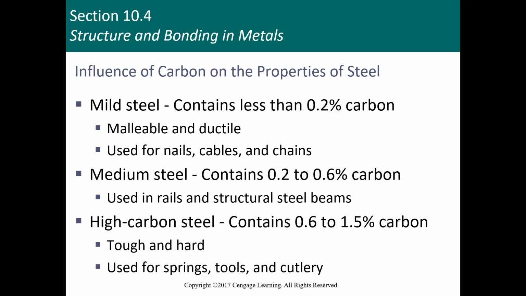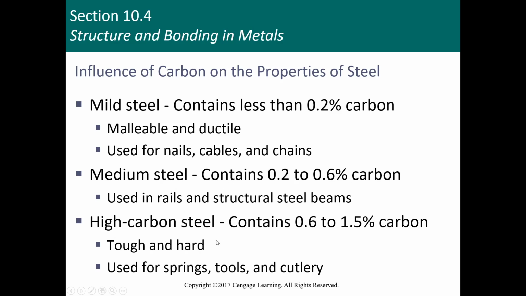So, what is the influence of carbon on the properties of steel? Well, mild steel is going to contain less than 0.2% carbon. This is malleable and ductile. This is typically what you'd use for things like nails, cables, chains, that sort of stuff. Medium steel is going to contain 0.2 to 0.6% carbon. And this is actually going to be used in things like rails and structural steel beams. And you'll figure out fairly quick if you've ever played around with these, these have a lot more give to them than these do. And that's why that's medium steel.